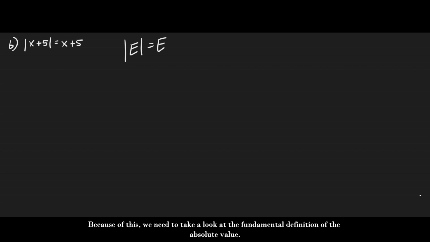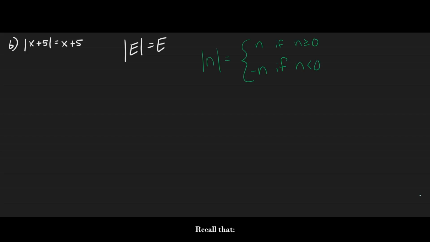Because of this, we need to take a look at the fundamental definition of the absolute value. Recall that the absolute value of n is equal to n if n is greater than or equal to 0, and negative n if n is less than 0. Our example matches the first case. So we have x plus 5 is greater than or equal to 0. Solving this inequality gives us x is greater than or equal to negative 5.